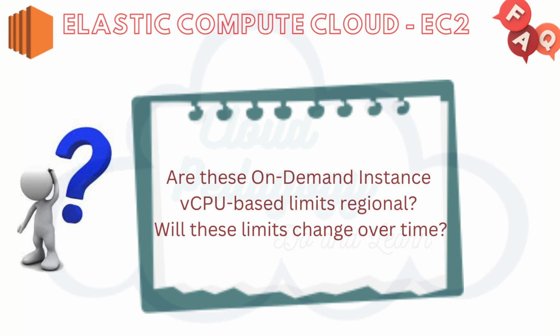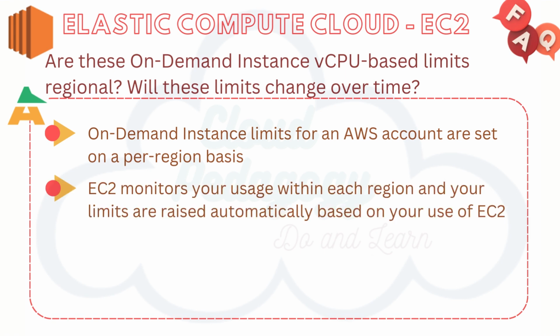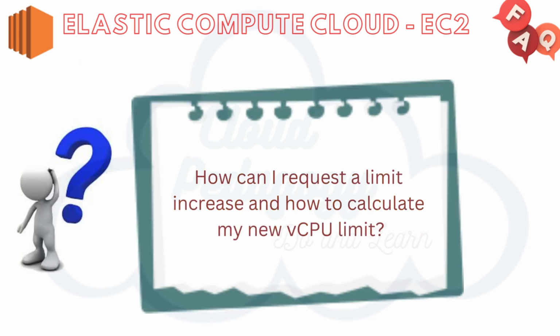Next, are these on-demand instance vCPU based limits regional? Will these limits change over time? Yes, the on-demand instance limits for an AWS account are set on a per region basis. Limits can change over time. Amazon EC2 is constantly monitoring your usage within each region, and your limits are raised automatically based on your use of EC2.